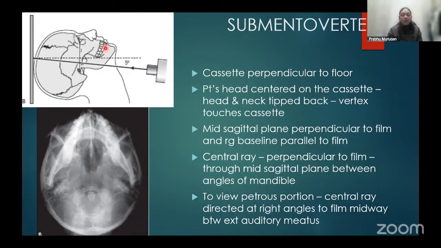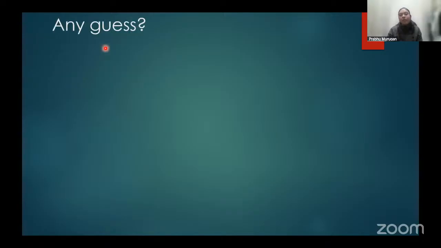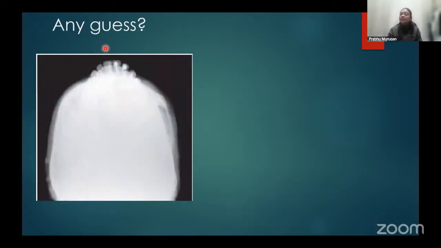Okay, so the submental vertex view, again, is very important to look at the sphenoidal air sinus and base of skull fractures. These two are very important indications. And apart from that, there is a modification of the submental vertex view. Okay, this is called the jug handle view. The reason why it is called the jug handle view is that in case of a fracture of the zygomatic arch, this submental vertex view is very useful.